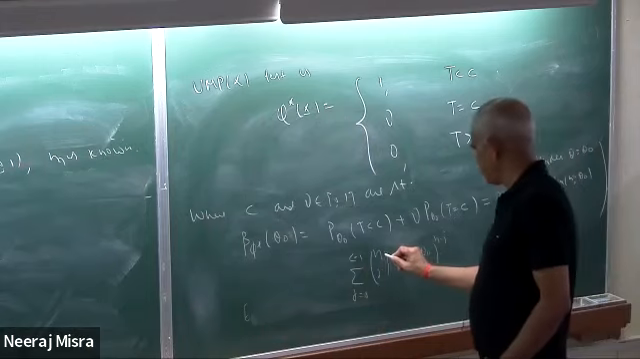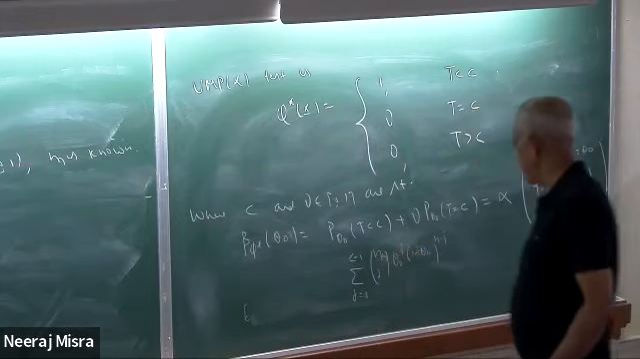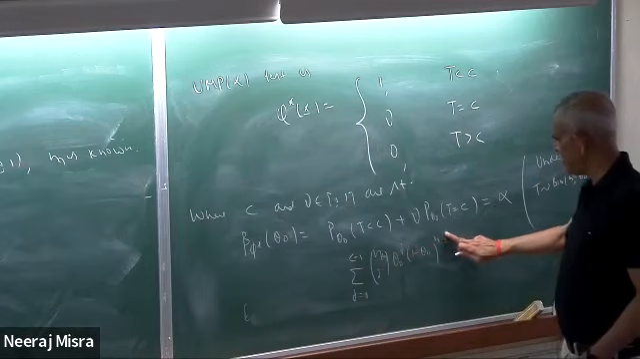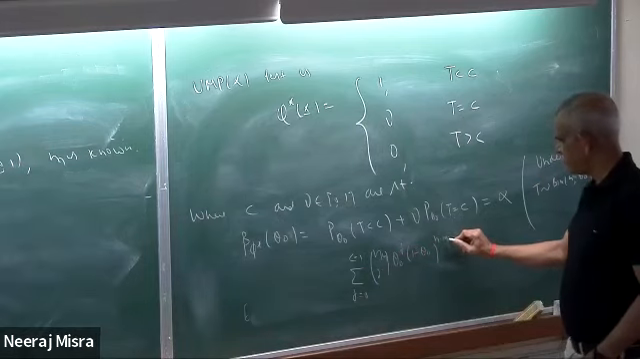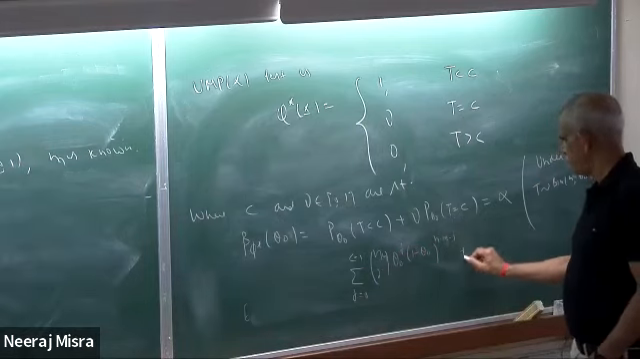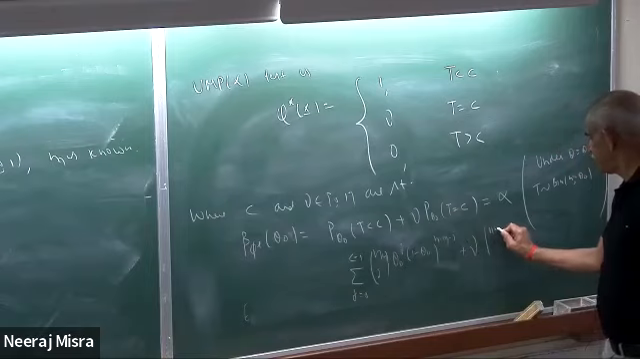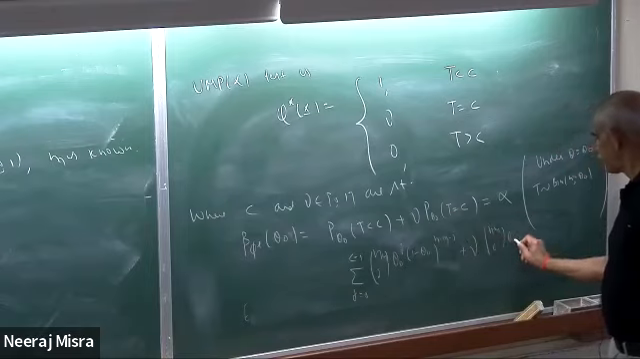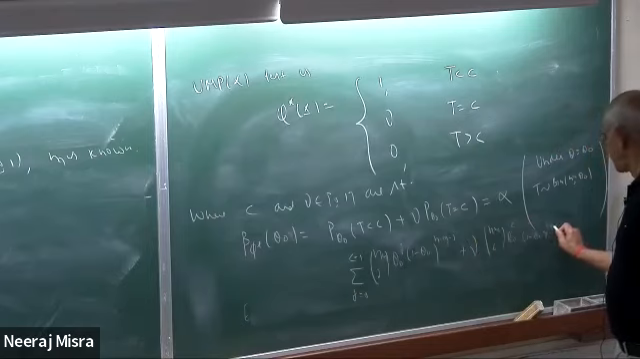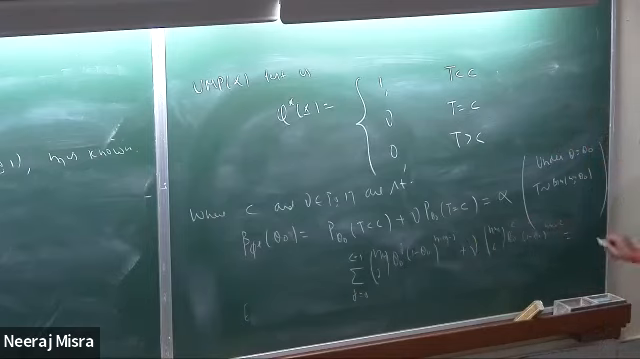So it would be nm choose j theta naught to power j, 1 minus theta naught to power nm minus j, plus gamma times probability T is equal to C. That means nm choose C theta naught to power C, 1 minus theta naught to power nm minus C, should be same as alpha.